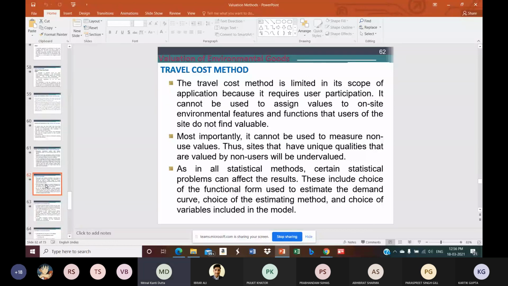I hope I have covered all these methods: the contingent valuation method, then the hedonic pricing method and the travel cost method. If you have any question here or till this point, you can very much raise your questions. If you have any comment to make, you are most welcome to make your comments. Please.